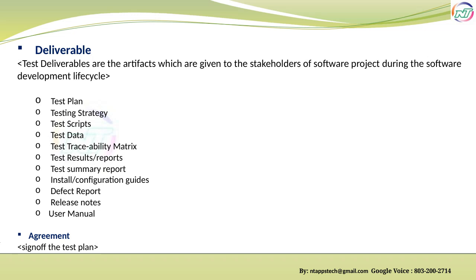Test scripts detail the specific steps to carry out tests, supported by test data used during execution. The test traceability matrix connects requirements to test cases, helping verify full coverage. After running tests, test results and reports provide insights on the findings, while the test summary report offers a concise overview of the testing efforts and outcomes.